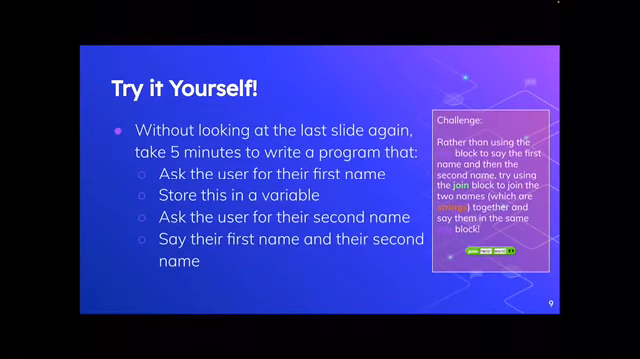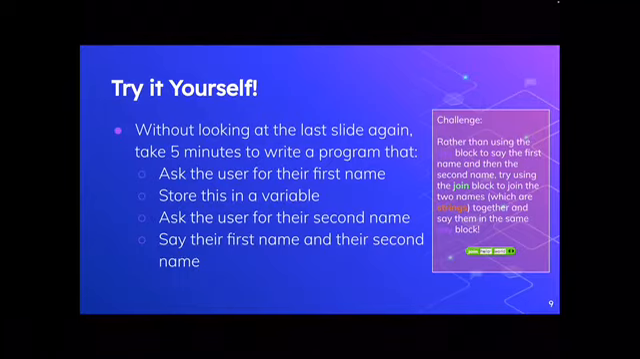Okay, so now we've already gone over the ask block, but try writing a program to ask the user for their first name, store this in a variable, ask the user for their second name, and then say their first name and their second name. This is exactly the code that was on the last slide, so don't go back to the last slide and take a peek. Instead, try it yourself and then compare how you did with the actual code.